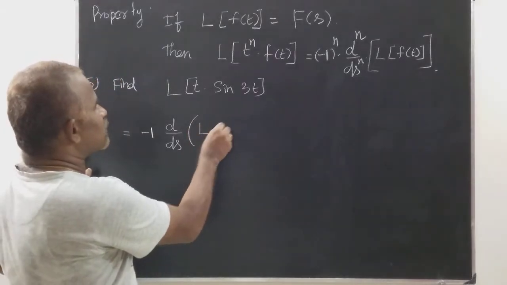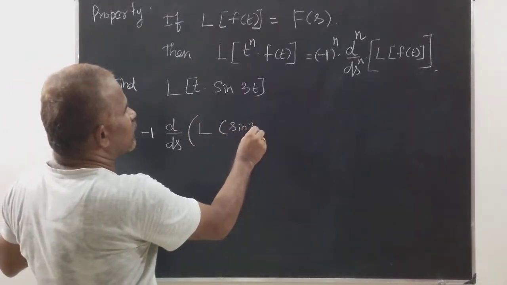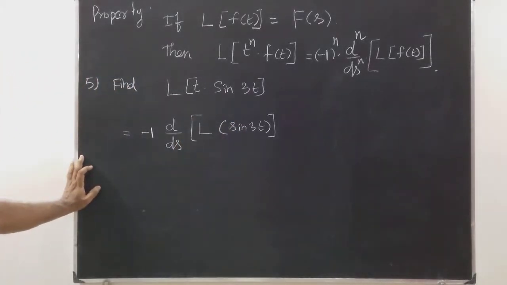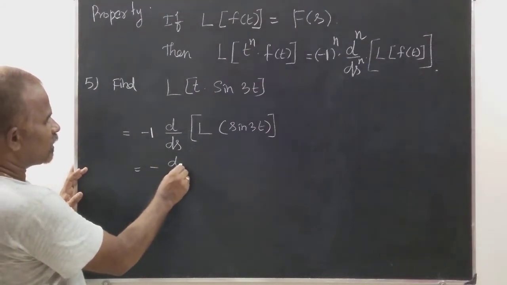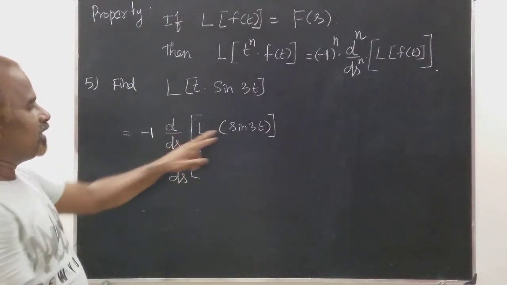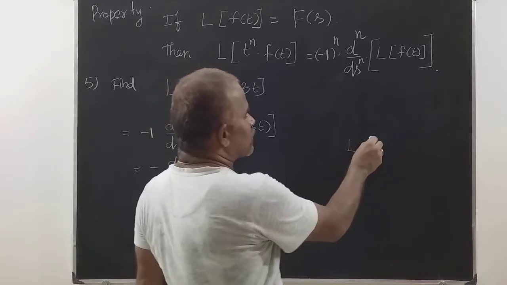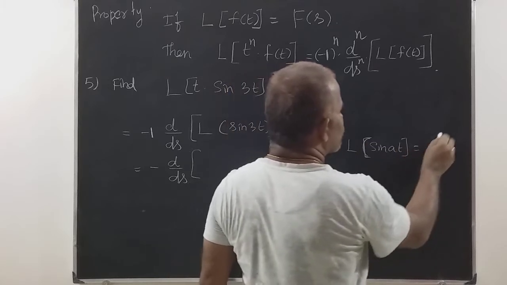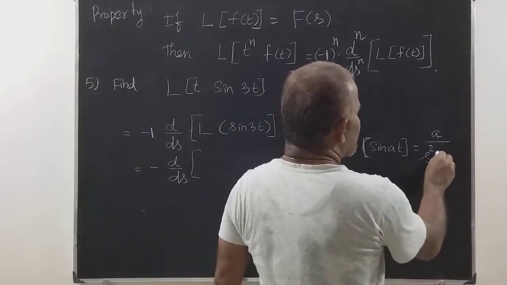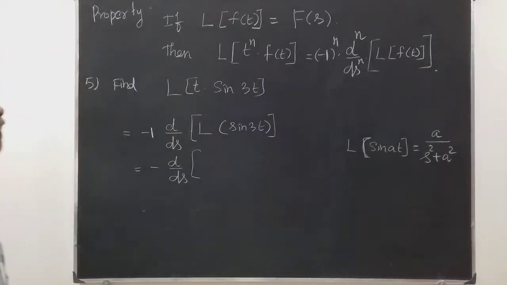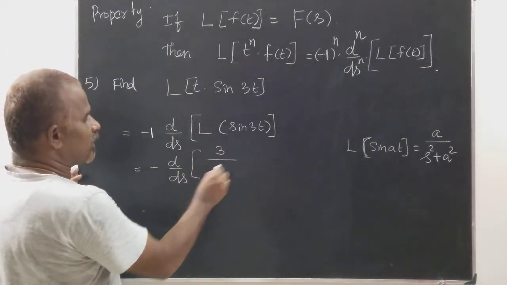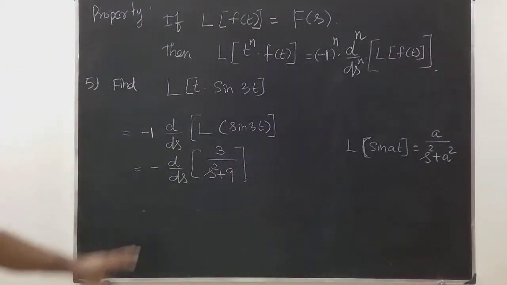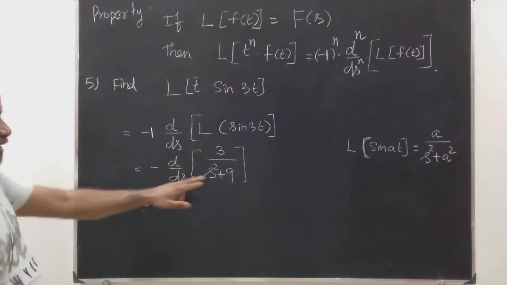Here f of t is sin 3t. So this is equal to minus d by ds of the Laplace transformation of sin 3t. We know the formula: the Laplace transformation of sin at is equal to a divided by s squared plus a squared. So here it is 3 divided by s squared plus 9. Now differentiating this with respect to s.